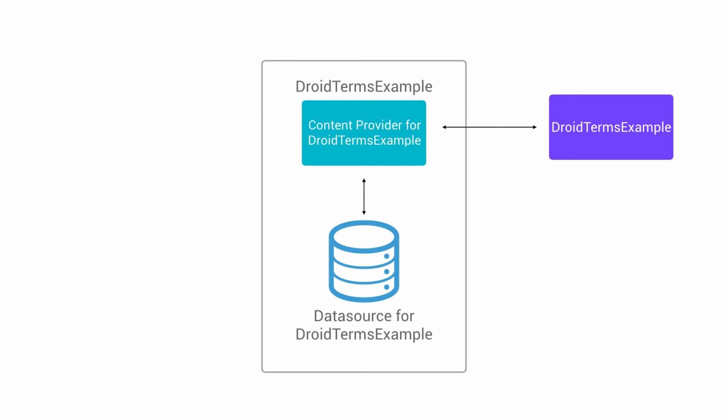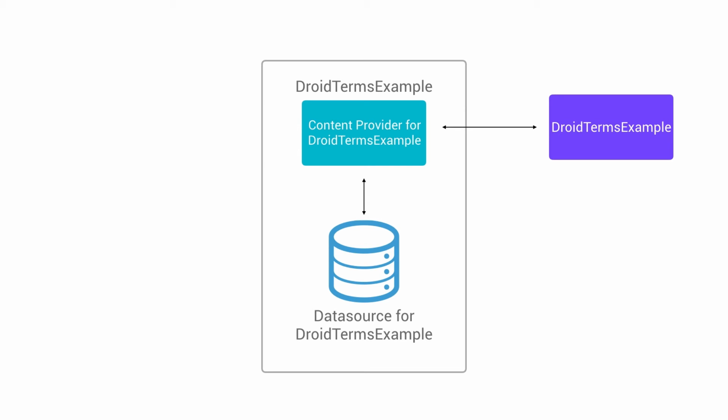DroidTermsExample is storing all of this information, including the words and the definitions, on the phone itself using a content provider. Now, what's actually going on under the hood is that there's a SQLite database, and the content provider is just providing managed access to that database. But from a developer's point of view, who's using the DroidTermsExample's content provider, you don't actually need to know that this SQLite database even exists, because you don't have the permission to, and you never will be accessing the SQLite database directly.